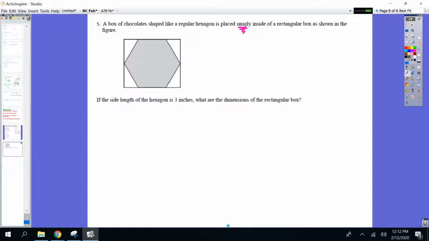Regular hexagon from our days in polygons. Regular. Okay, all sides and all angles. Okay, good. And each side is 3 here. So that means all the sides are 3, wherever you want to put the 3. All sides are 3. And what type of box is this hexagon placed in?